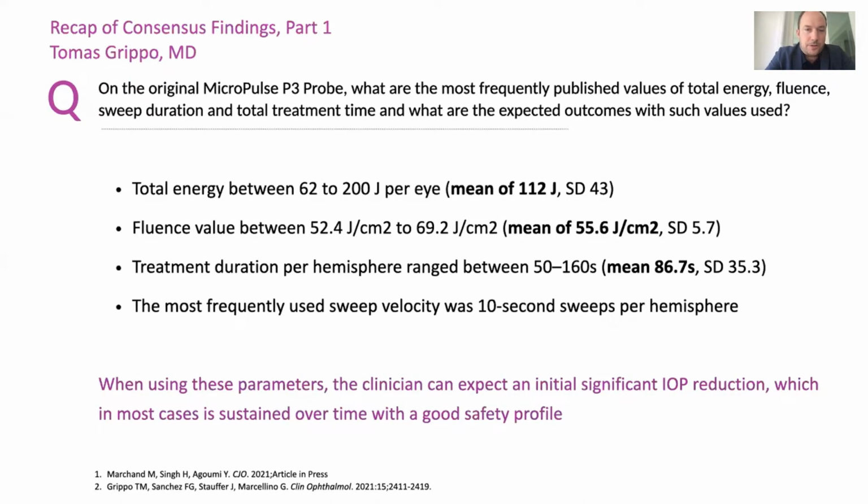In the prior literature, the total energy settings usually described were 62 to 200 joules, with a mean of 112 joules, a fluence value with a mean of about 55, and a treatment duration per hemisphere that ranged between 50 and 160 seconds, with a mean of about 90 seconds per hemisphere. And as I mentioned before, the most frequently used sweep velocity was about 10 seconds. In general, when people used those settings, they were obtaining a pretty reasonable pressure reduction, maybe around 30%, with a pretty good safety profile.